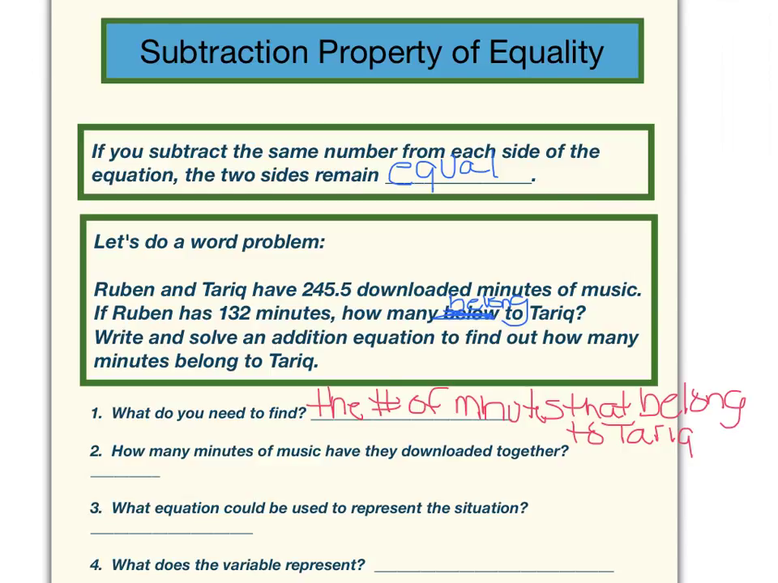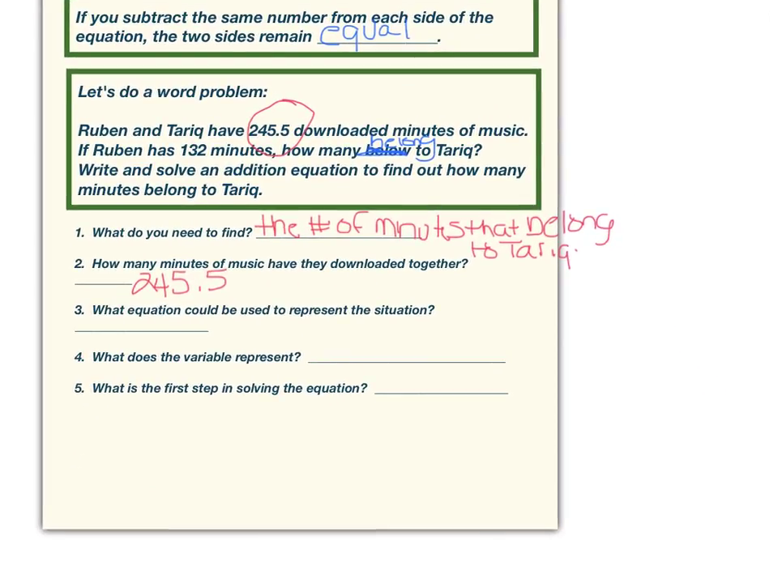How many minutes of music have they downloaded together? Well, that one shows right up here, so it's 245.5. What equation could be used to represent the situation?